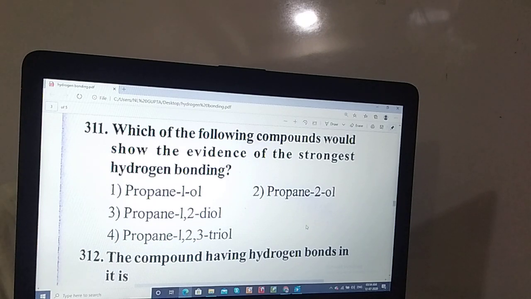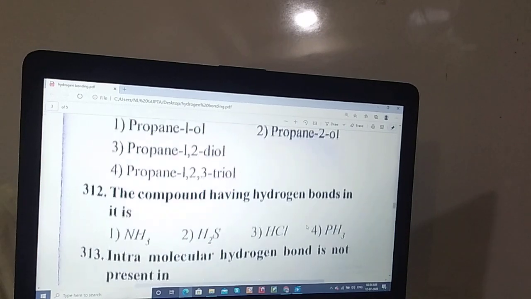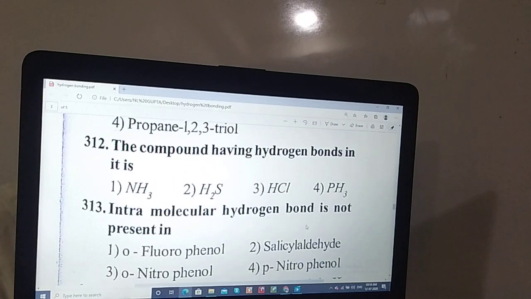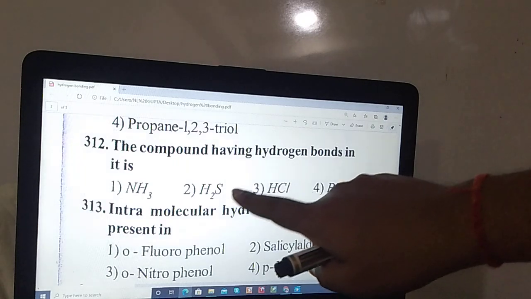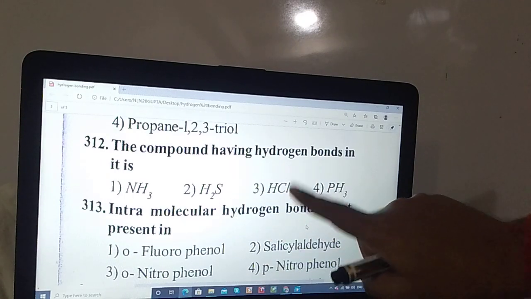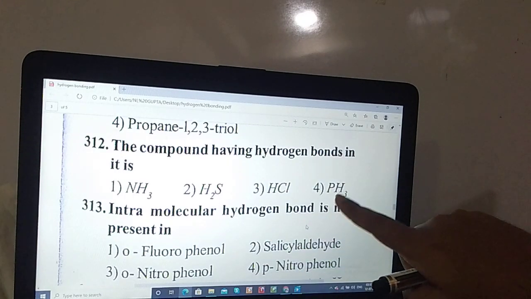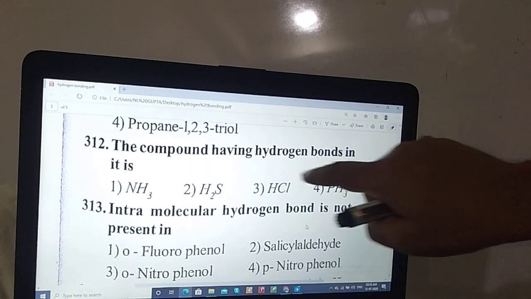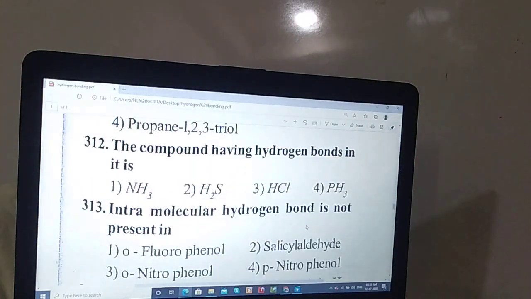Now let us move to 312, student. The compound having hydrogen bond in it. I told you nitrogen, oxygen and fluorine form the hydrogen bond. Here sulfur, chlorine and phosphorus are not possible, as they are less electronegative. So nitrogen can form the hydrogen bonding, and the correct option will be option number 1, ammonia.